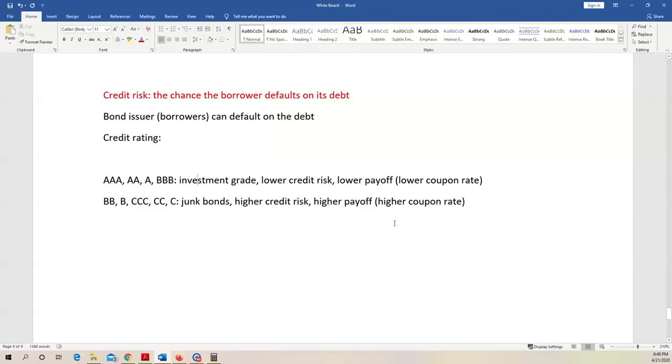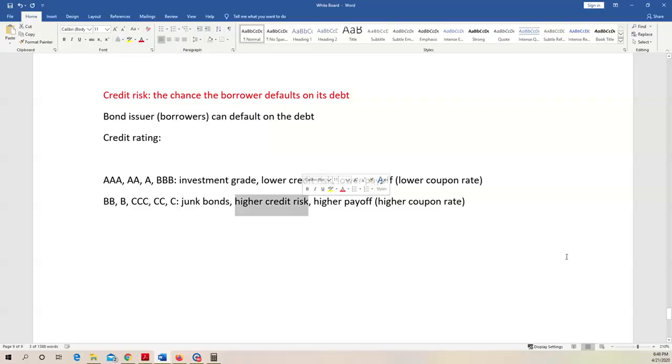So investment grade bonds, right? Those bonds rated AAA, AA, single A, triple B, right? Investment grade bonds involve lower risk. So they promise a lower coupon rate. Junk bonds, those bonds rated below double B, including double B, right? They involve higher credit risk. That means they may not be able to fulfill all those promises written on their piece of paper.